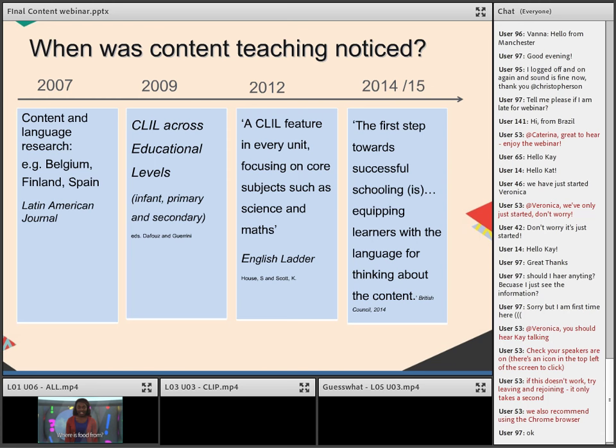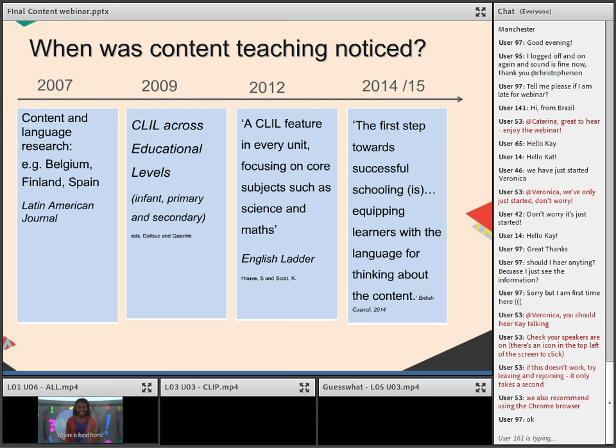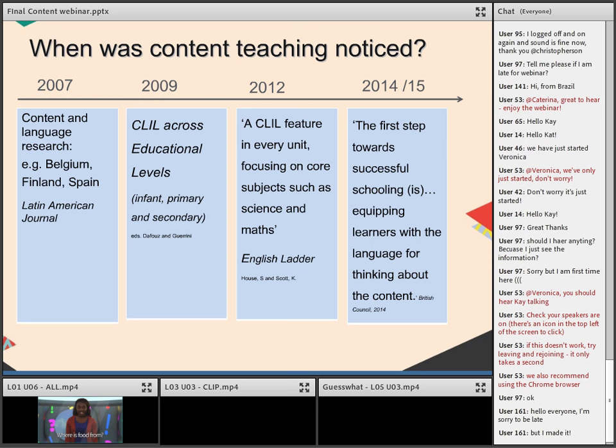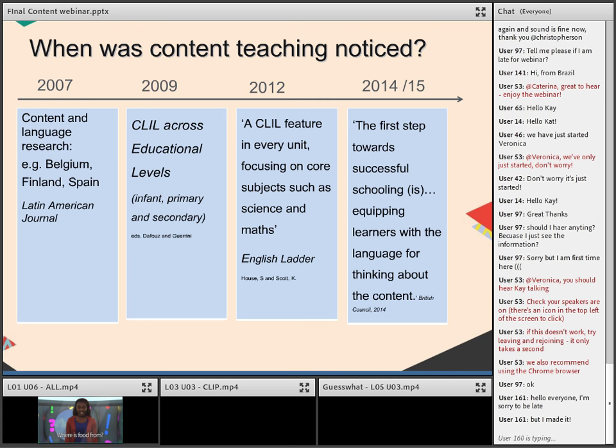Also, by this time, ELT publishers were taking note that content and language learning was no longer a trend, it was a reality. Young learner course books such as English Ladder in 2012 therefore promoted content learning on their covers, a CLIL feature in every unit focusing on core subjects such as science and maths. And then in 2014, the British Council recognised that a new strategy for content and language learning in Europe was needed. The first step towards successful schooling is equipping learners with the language for thinking about the content. In response to the steady evolution of content and language teaching in primary schools, more content input is appearing in the majority of new primary ELT course books.